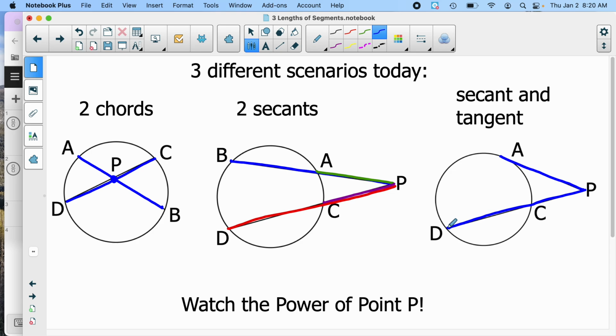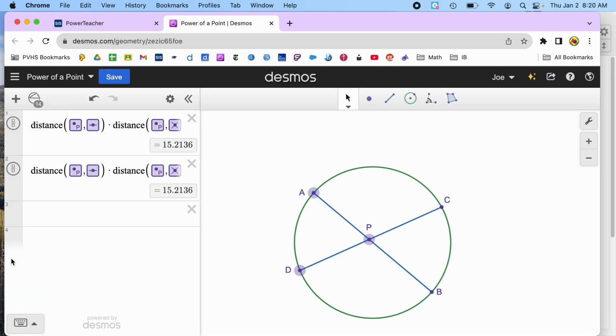So I'm going to go to this sketch that I made over here for a moment. This has the 2 chords that are crossed. It's really similar to the diagram before. But what I want to point out to you are these measurements that you see over here on the left side. This first thing talks about the distance from point P to point A, and the next one is point P to point B. And in this box labeled number 1, what I want you to notice is that when I multiply those 2 distances, whatever they are, I get 15.2136. And if I multiply the other distances from P to C and then from P to D, I get the same measure.